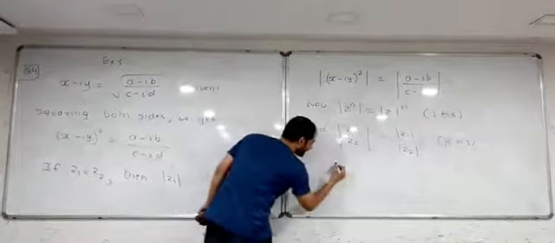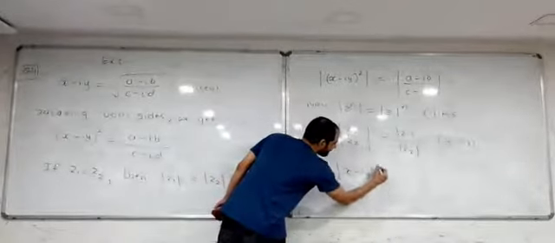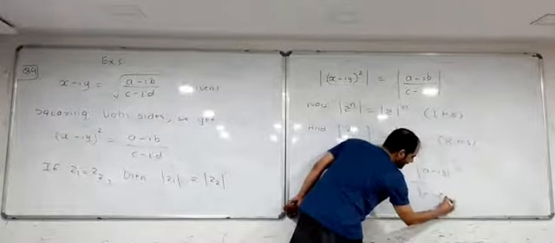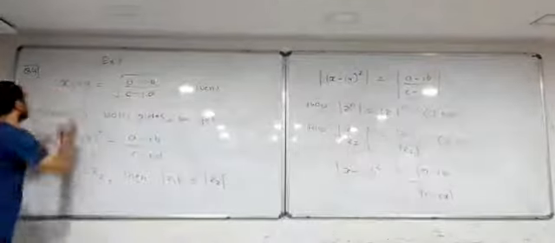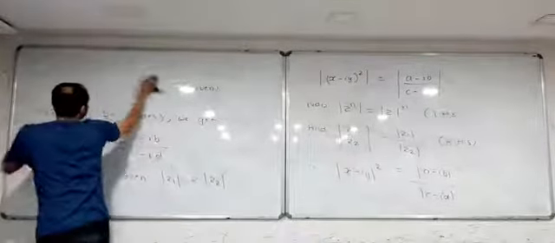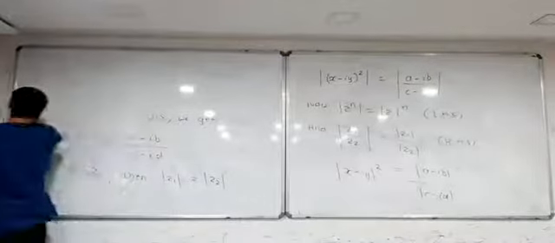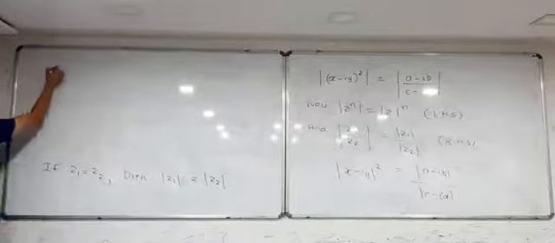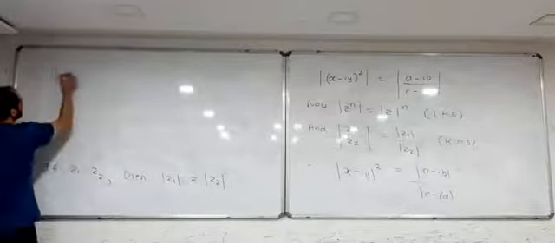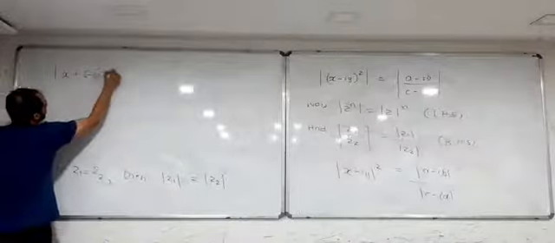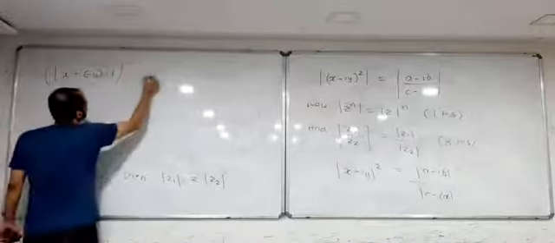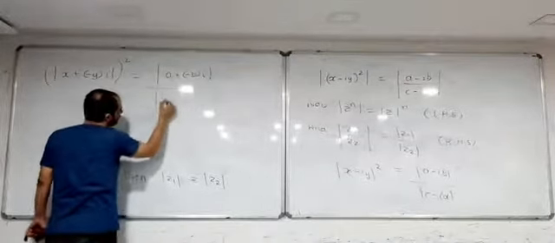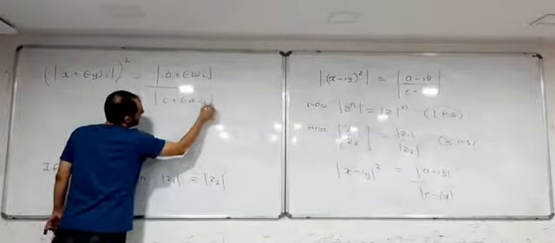So what I will reach is modulus of x minus iy the whole square is equal to magnitude of a minus ib upon magnitude of c minus id. Here, I will write it as x plus minus yi. So this can be thought of as magnitude of x plus minus y into i the whole square, which is equal to magnitude of a plus minus b i upon magnitude of c plus minus d i.